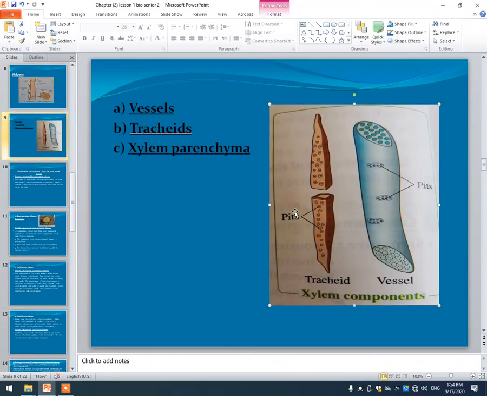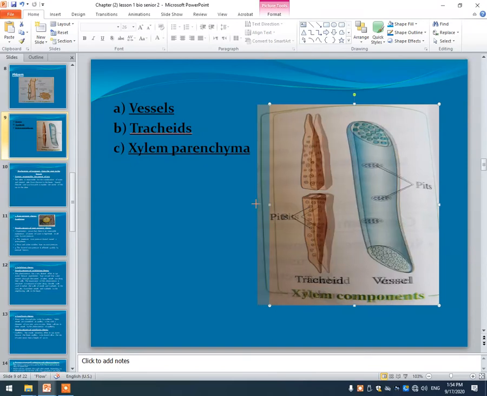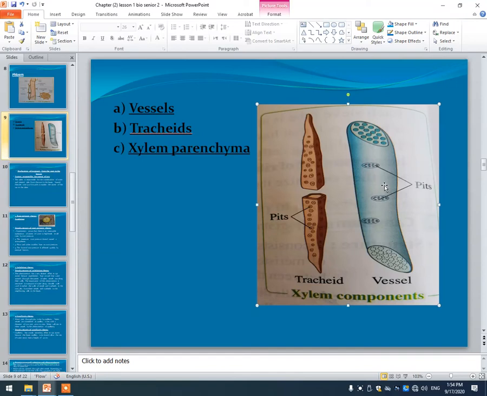These are the types of xylem: we can see here xylem vessels and xylem tracheids. The vessel is pitted, it has pits to allow water and salt to pass. A tracheid also has pits. What's the difference between a vessel and a tracheid? As you can see, a tracheid has more pits. Also, it is pointed at its ends, up and down.